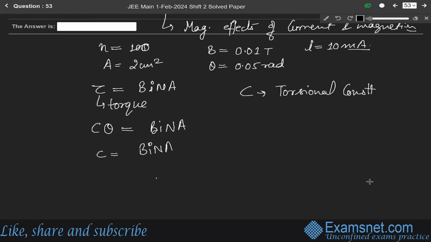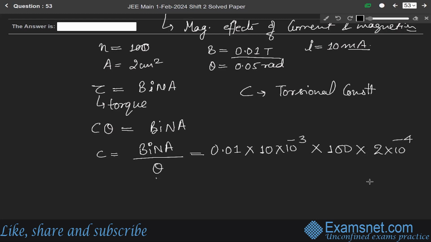Okay. Now this C will be equal to BINA over theta, and we are given B is 0.01 Tesla. Current is 10 milliampere, meaning 10 into 10 to the power minus 3 ampere, into n, the number of turns, is 100, into area, which is 2 centimeter square, meaning 2 into 10 to the power minus 4 meter square, over theta. Theta is 0.05 radian.